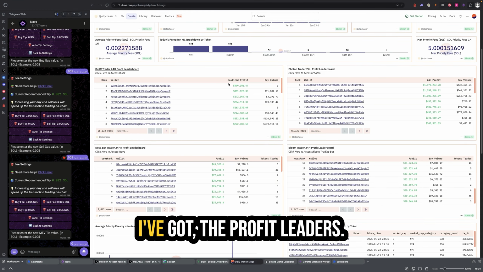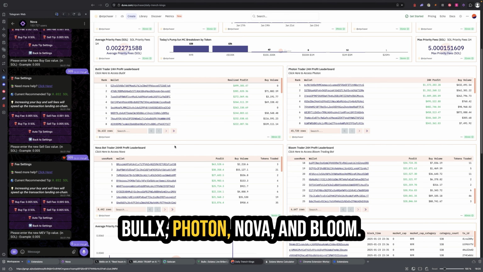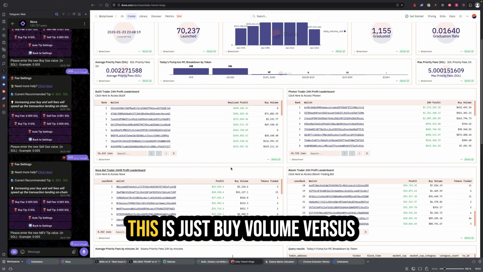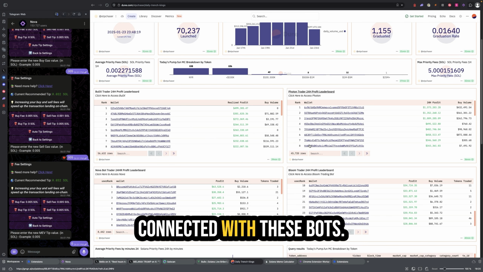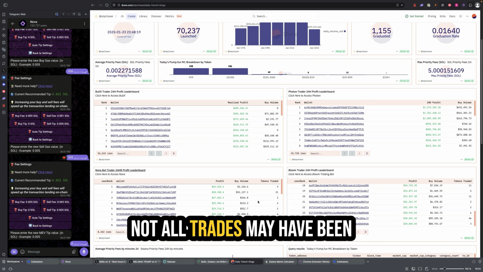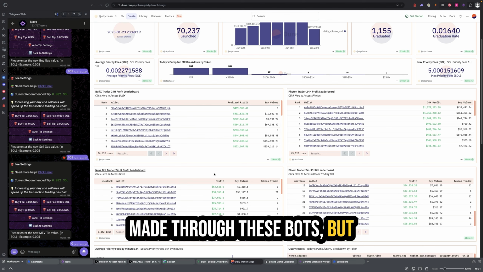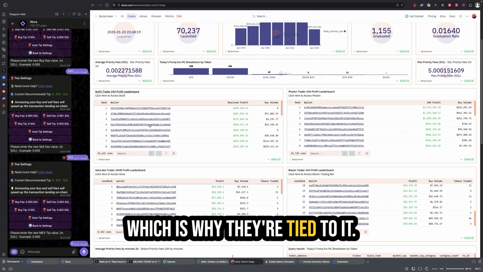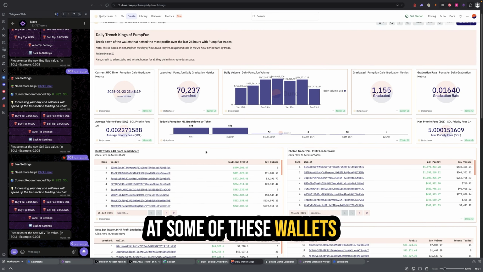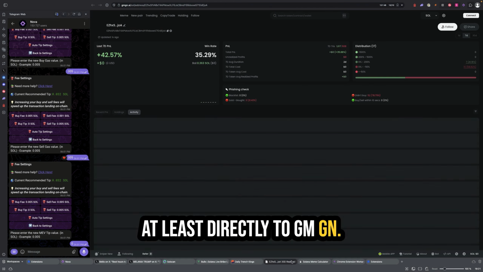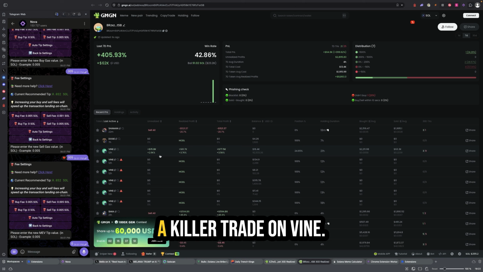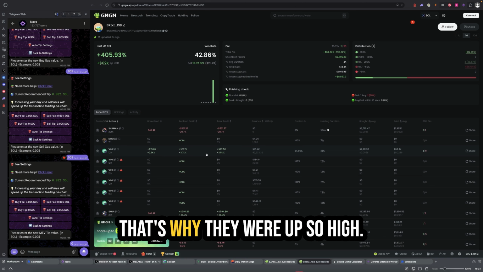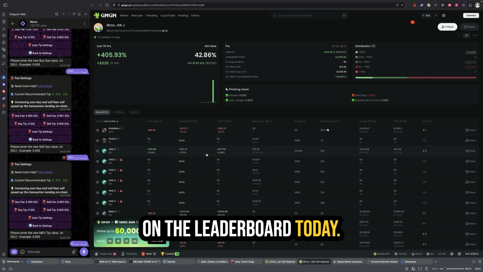The Trader Dash: I've got the profit leaders, daily profit leaders using BullX, Photon, Nova, and Bloom. This is just buy volume versus sell volume for wallets connected with these bots. Not all trades may have been made through these bots, but they use them historically, which is why they're tied to it. It might be helpful to look at some of these wallets, at least directly in GMGN, check the wallet, see what they've been trading. Obviously, this person made a killer trade on Vine. That's why they were up so high on the leaderboard today.